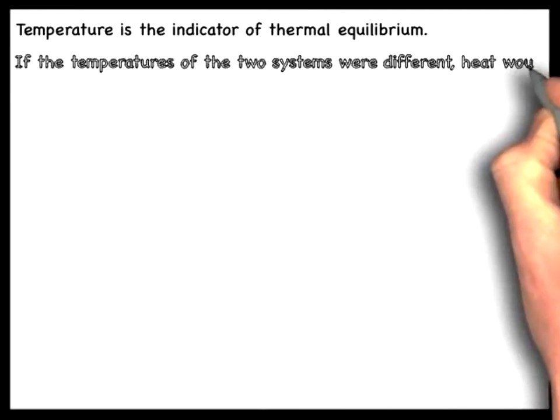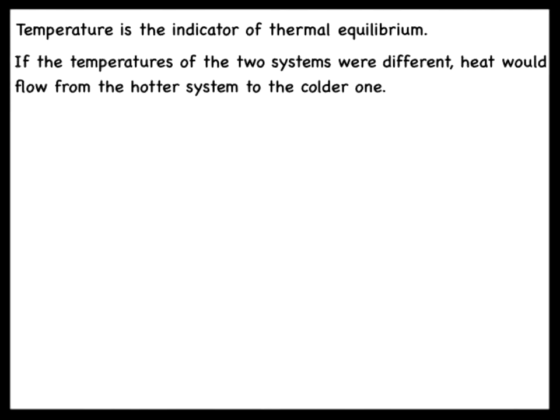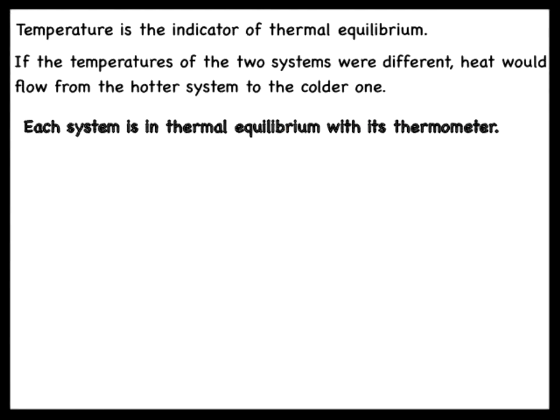We will see that if the temperatures of the two systems are different, then heat will flow from the hotter system to the colder one. The thermometers measuring the temperature of each system play an important role. They tell us the two systems are equally as hot. Furthermore, we can consider each system to be in thermal equilibrium with its thermometer, since the temperature of the thermometer must be equal to the temperature of the system.